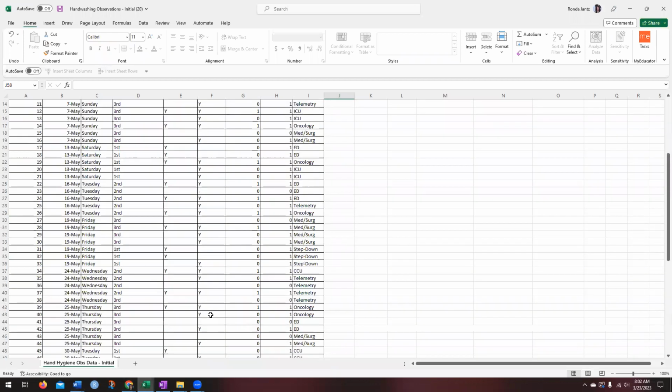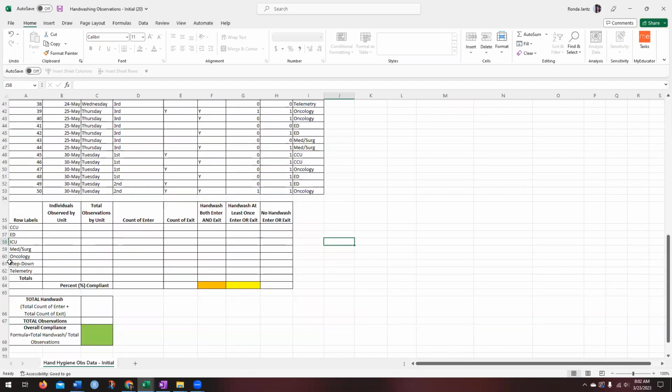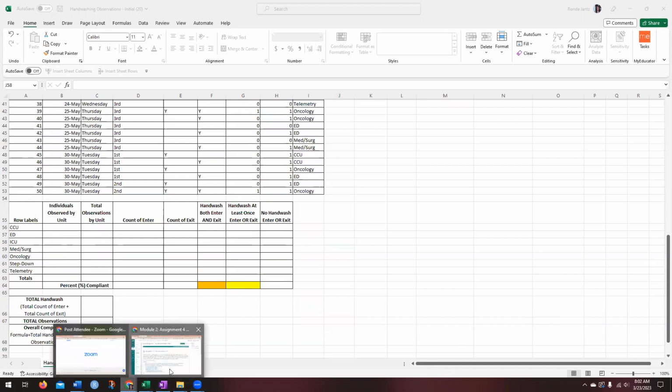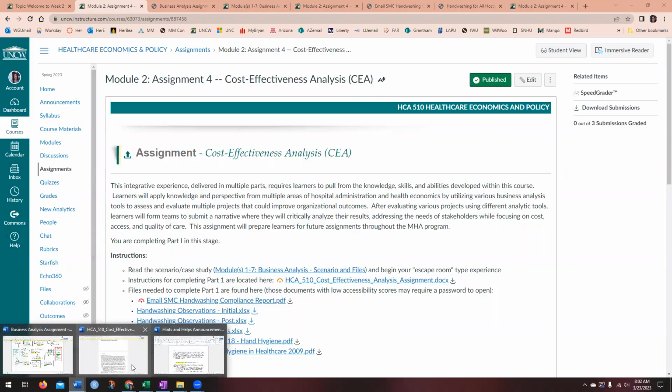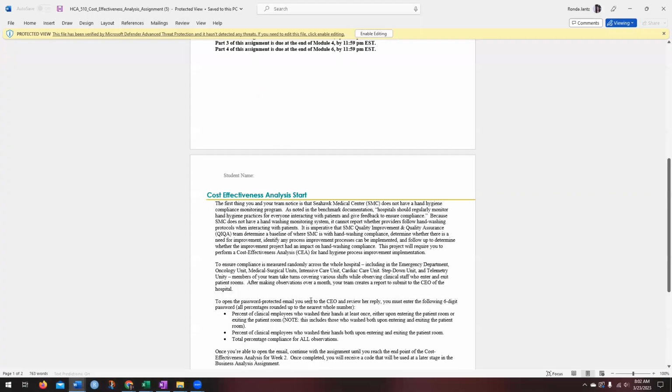So it has information, and then it has a chart at the bottom, and you're supposed to figure out some information, and it's going to give you what you need to figure out back in these assignment instructions. Right here, it says, here's what we're supposed to do. We're supposed to find 3 different percentages.